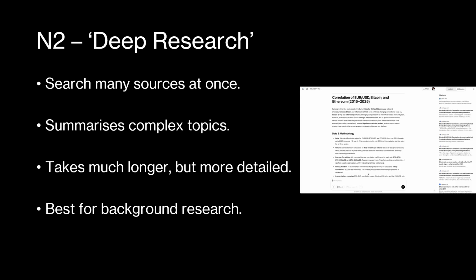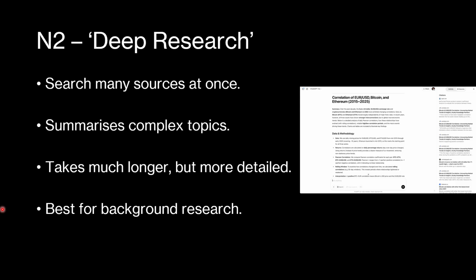Next up, there's deep research. And deep research is used when you need detailed background information. It searches across a lot of sources at once, and it summarizes complex topics, but it also takes a lot longer to respond compared to a normal ChatGPT prompt. In fact, depending on the complexity of the topic that you're asking about, it could take anywhere from a few minutes to maybe up to 30, or sometimes even longer.